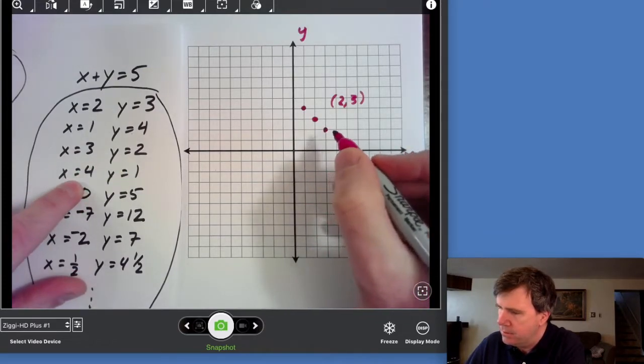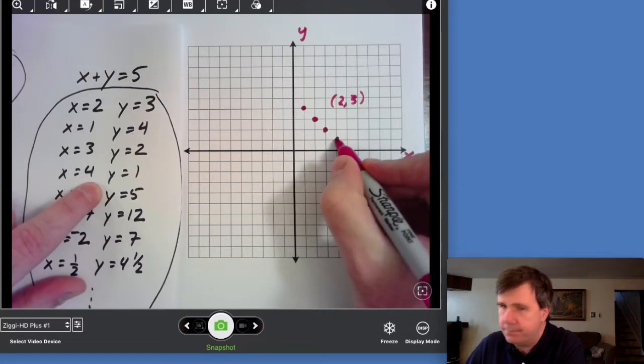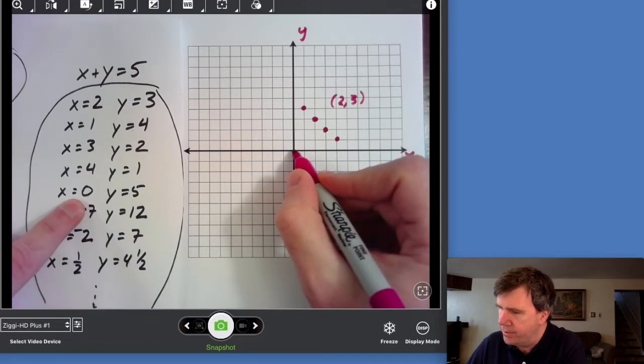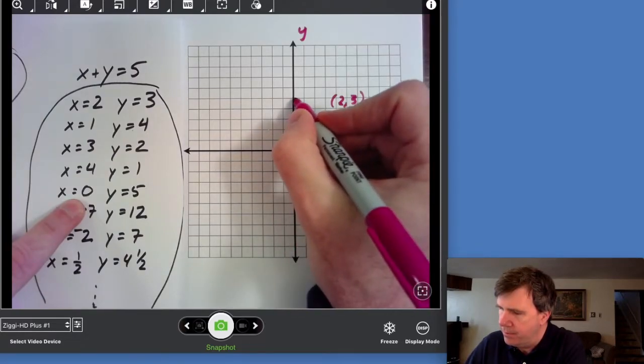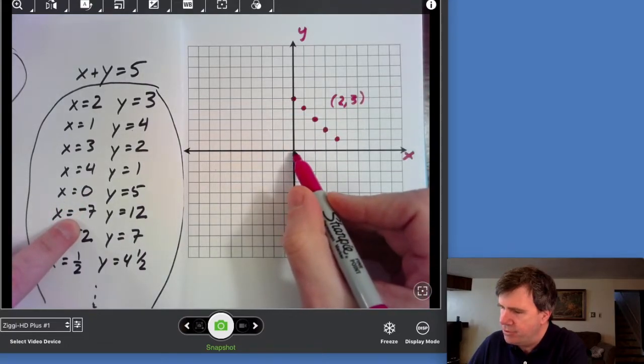4 on the x, 1 on the y, 0 for x, so I don't even go left or right at all, and then I'm going to go up 5. Here we have negative 7, 12.